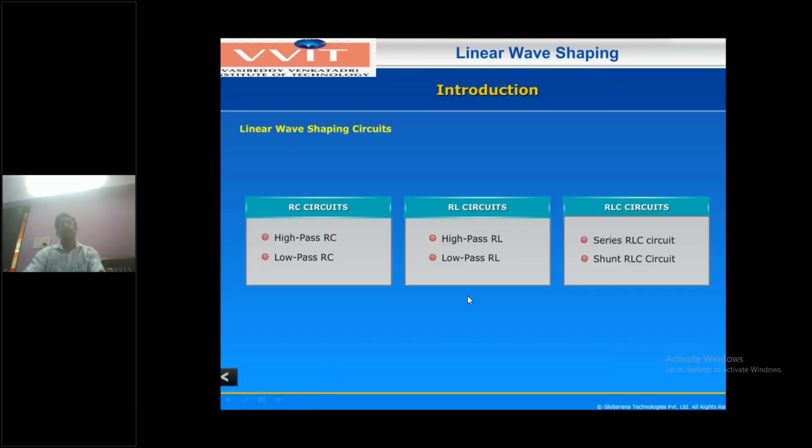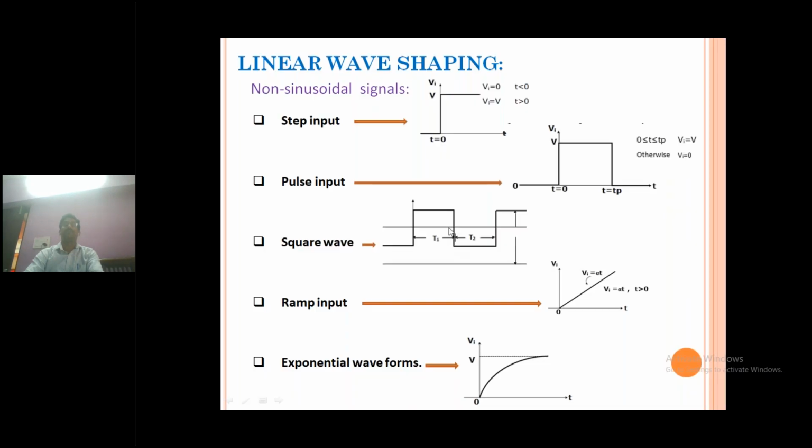Now, the linear wave shaping circuits you are considering in the first unit are the RC high pass circuit and low pass circuit. Similarly, RL circuits, low pass and high pass, and RLC series and parallel circuits. These are the circuits that will be considered.